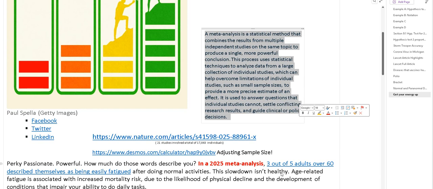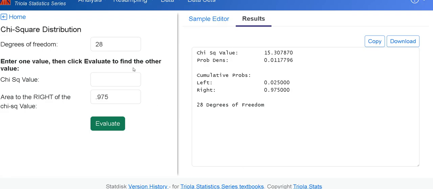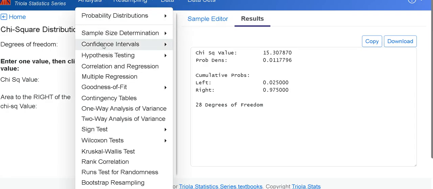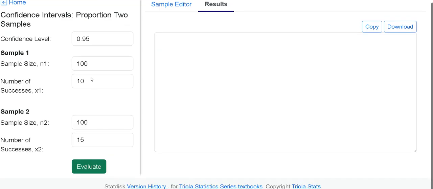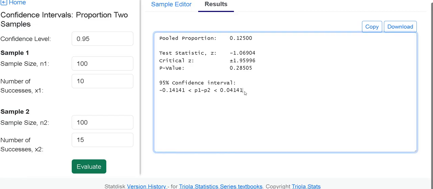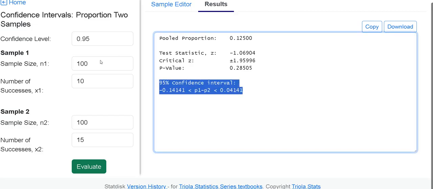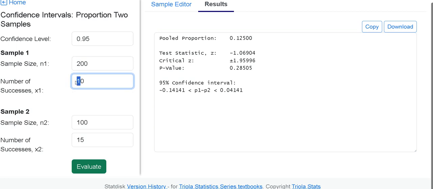Now, remember what happened a little bit ago when we were talking about our confidence intervals. We did confidence intervals for means and proportions. Let's take a look at some easy numbers. We've got two samples, both of size 100. One has a 10% success rate, the other has a 15% success rate. And here's our confidence interval. What if I just doubled these numbers to 200 and 20, and then 200 and 30? Now let's take a look at the size of our confidence interval.